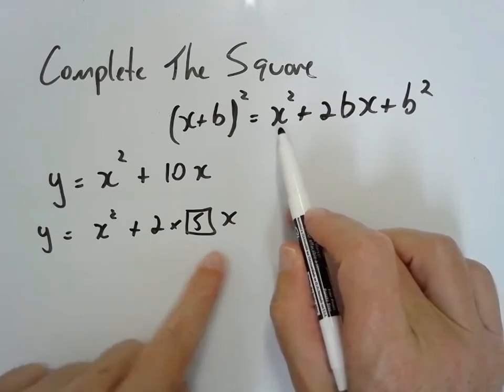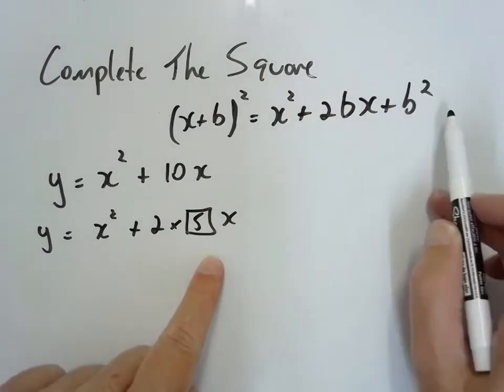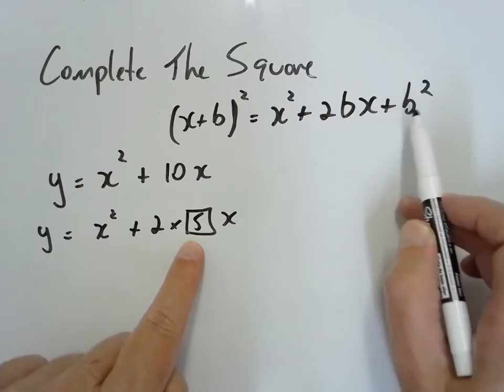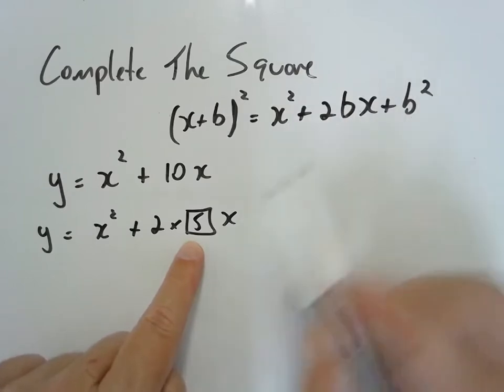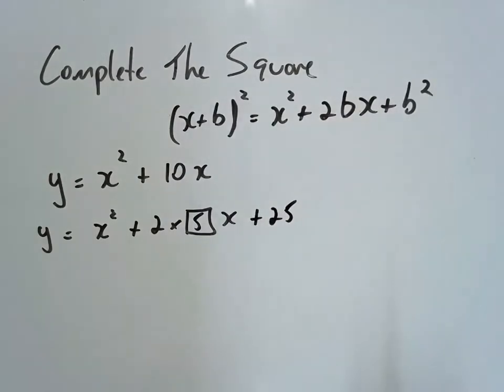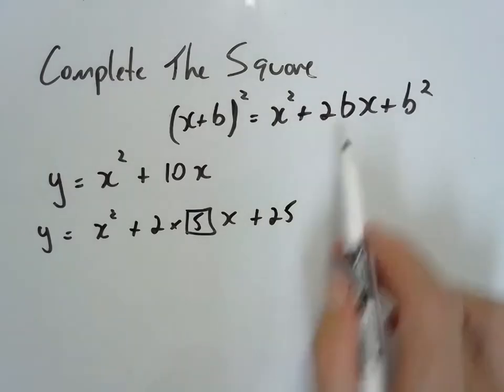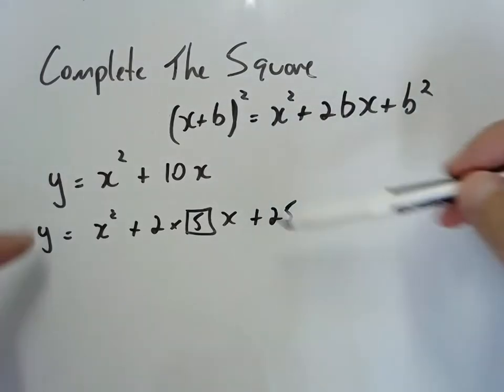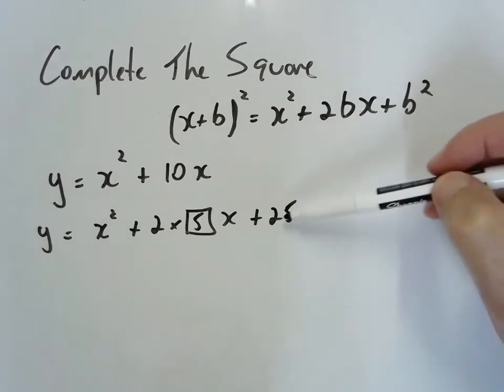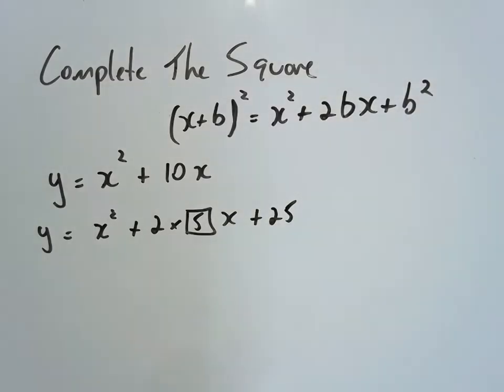However, I want this expanded form side to look like this. So you can see here that the b is this thing in the box, 5. I've got to add a b squared. So what's 5 squared? So if I add 25 to that function, then that's exactly what I want. But you can see that that second line and the first line are completely different because I've added this 25. Can't do that. I can't just change things willy-nilly.